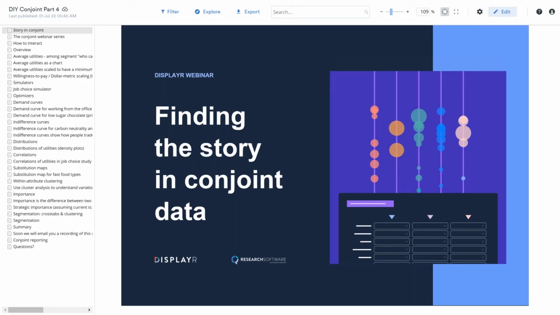This webinar is about finding the story in choice-based conjoint studies. As always, I'm presenting from within Displayer as it's designed for data storytelling. But for all the Q users out there, you can do everything here, but some of the graphical interactive simulators and stuff, you have to do via code. We will send you a recording of this webinar.